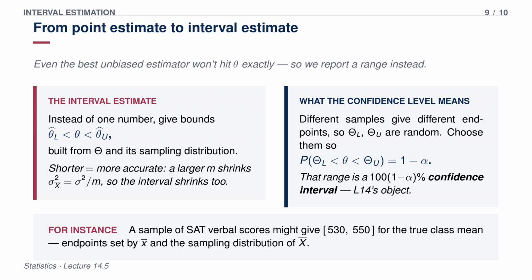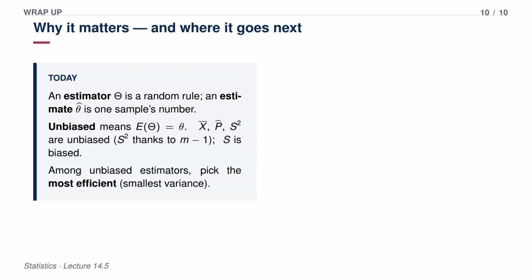Concretely, a sample of SAT verbal scores might hand you the interval 530 to 550 for the true class average. Those endpoints came from x bar and the sampling distribution of x bar, and the width is the accuracy reported honestly. Let's tie it off.